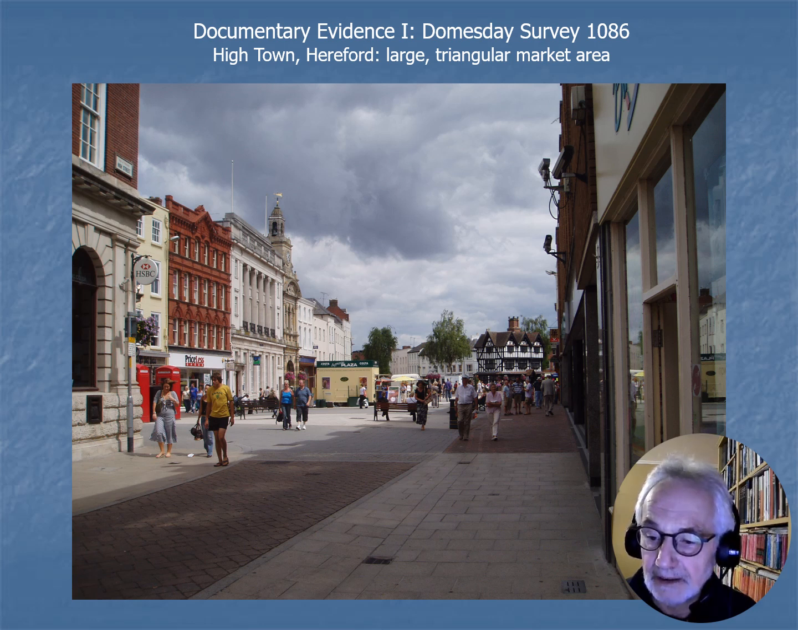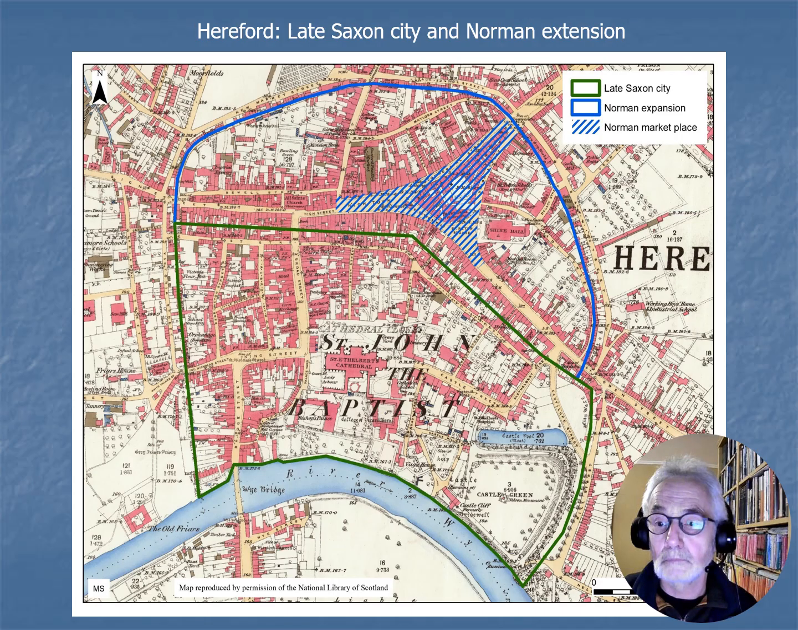So where does this planning episode come in the settlement's development sequence? If we look at the late 19th century Ordnance Survey plan of Hereford, we can see that the marketplace lies immediately outside the northern defences of the late Saxon city. Unusually, our date for the laying out of the marketplace comes not from the Domesday entry for the town itself, but from that for Eton Bishop, a small village around 6 kilometres to its west.